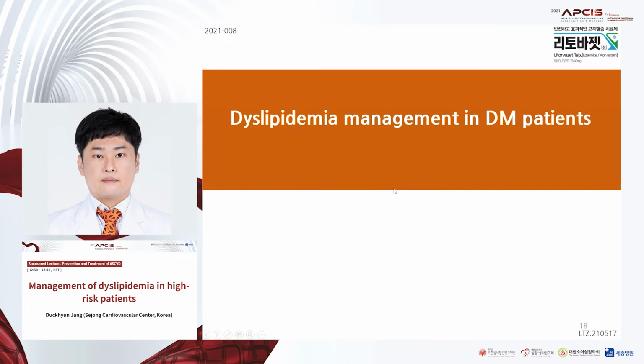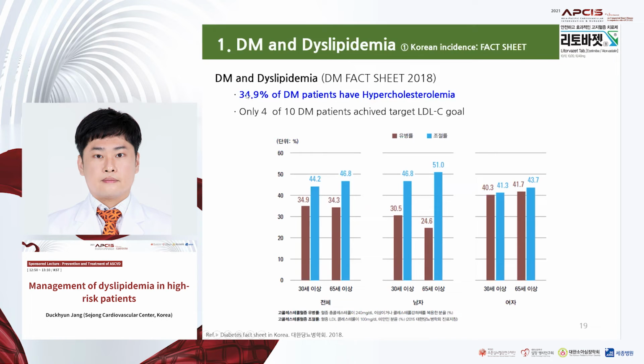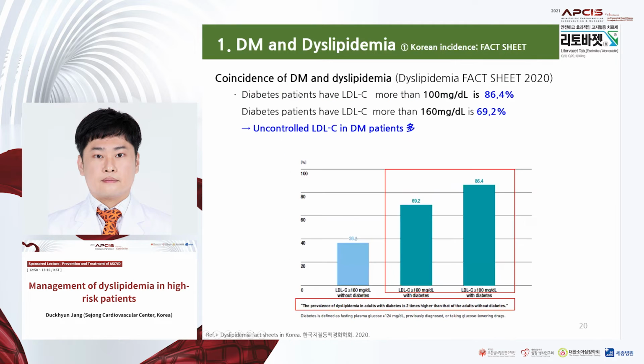From now on, I'm talking about dyslipidemia management in DM patients. 34.9% of DM patients have hypercholesterolemia, and only 4 of 10 DM patients achieved the target LDL cholesterol goal. Diabetic patients with LDL cholesterol more than 100 milligrams per deciliter are 86.4%, and with LDL cholesterol more than 160 milligrams per deciliter are 69.2%. So many diabetes patients were not controlled in terms of LDL cholesterol.